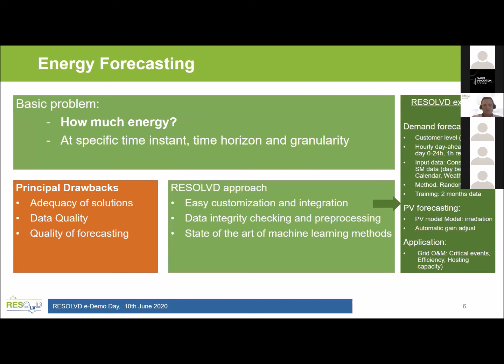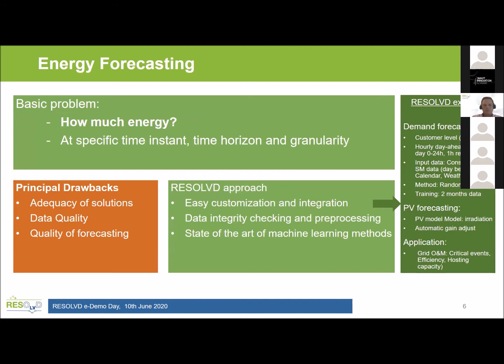Okay, and also to face the problem of data quality, we have some different pre-processing strategies to check the integrity of the data according to the application, and also to filter or pre-process the data in order to fill or replace some missing values or wrong values.